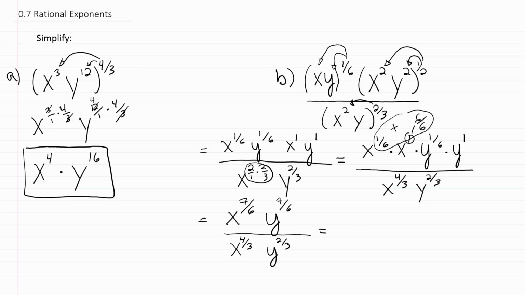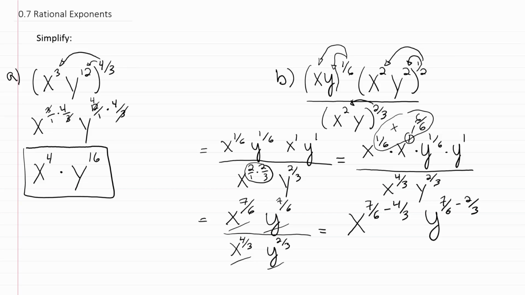If you're dividing two things with a common base, keep the base and subtract the exponents. We'll end up having 7 over 6 minus 4 over 3. And then for the y, we're going to have 7 over 6 minus 2 over 3. So again, we kept the common base here of y, and we subtracted their exponents. We kept the common base of x, subtracted the exponents.